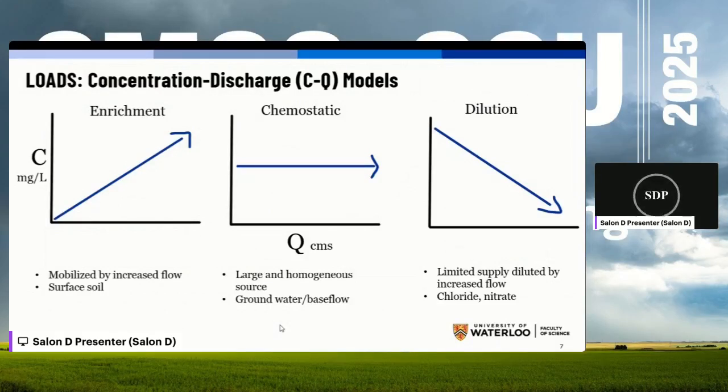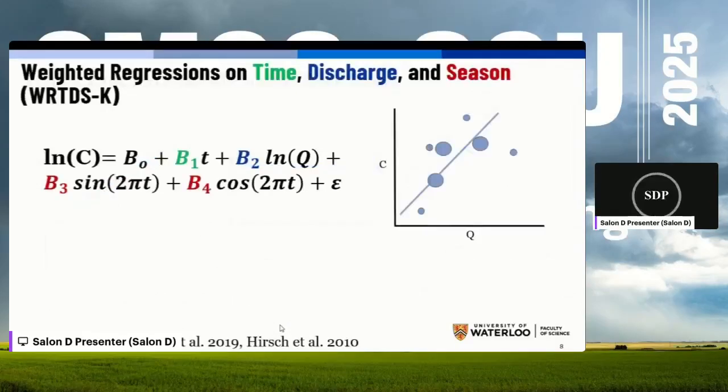So this is stuff like chloride, where you would have some available at the surface. It would be washed in during flow periods, but it would be diluted as your rainfall increases because it's a limited supply. The other interesting thing you can do with the CQ relationship is, once you understand what the relationship is, you can use it to gap fill those monthly concentration samples based on the discharge because you know the relationship. So in order to do that, I use a model called WRTDS, weighted regression on time, season, and discharge.